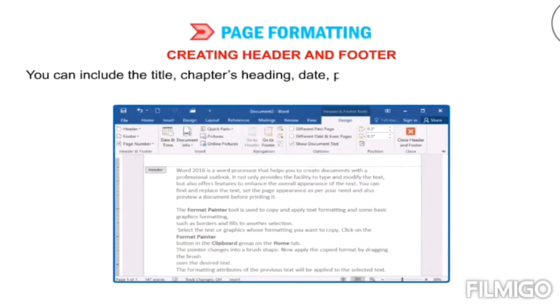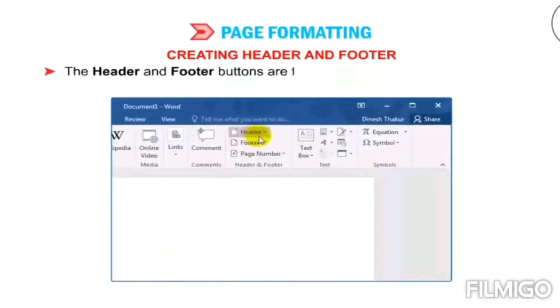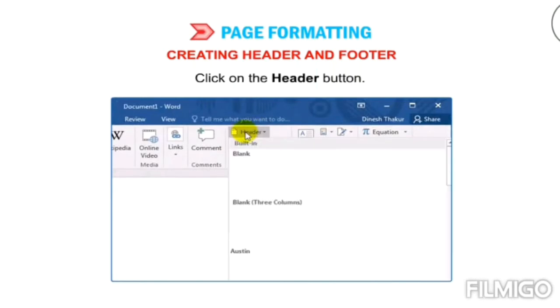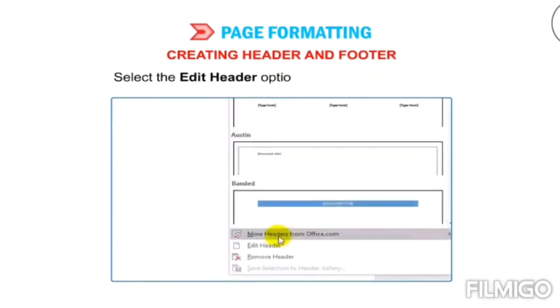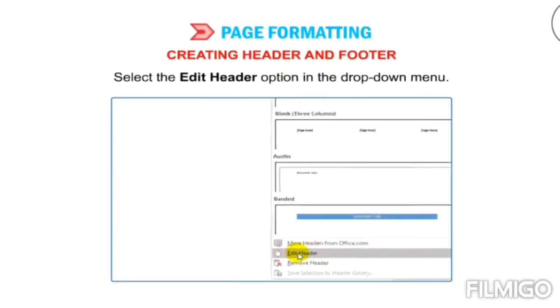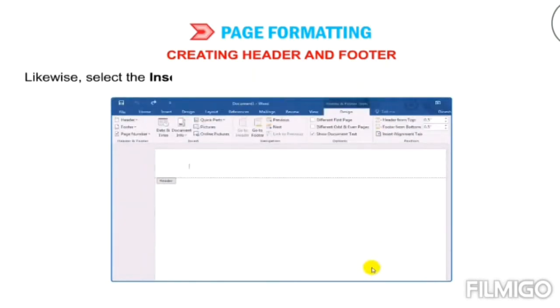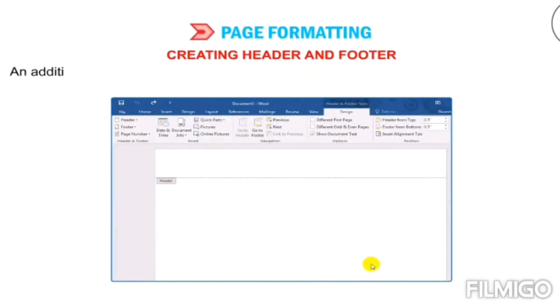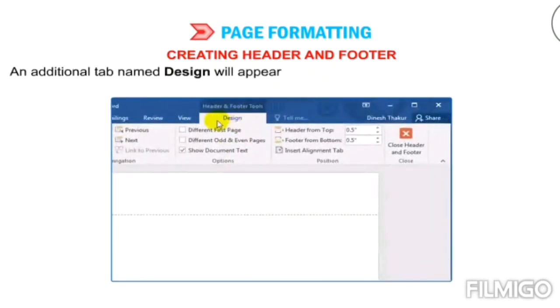in this section. The header and footer buttons are found in the Header and Footer group on the Insert tab. Click on the Header button. Select the Edit Header option in the drop-down menu. Likewise, select the Insert, then go to Footer, then go to Edit Footer option to display the footer box. An additional tab named Design will appear on the ribbon under the Header and Footer Tools section.